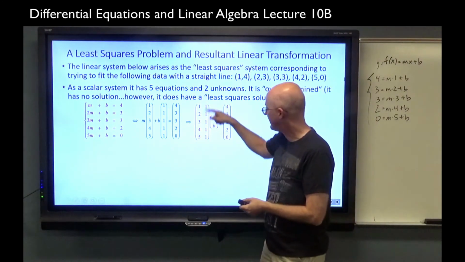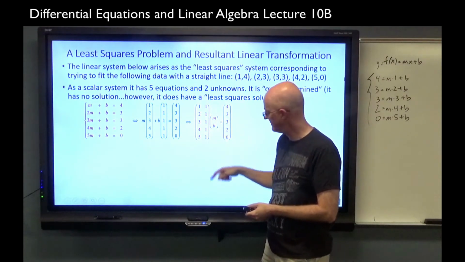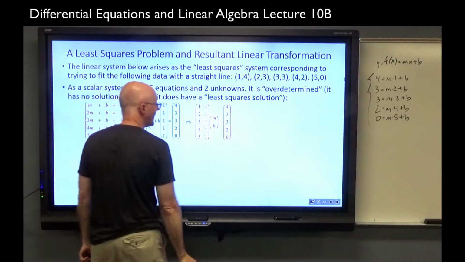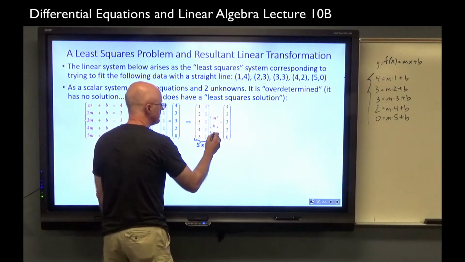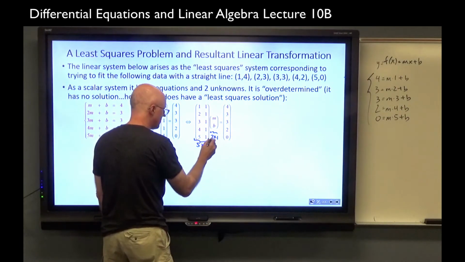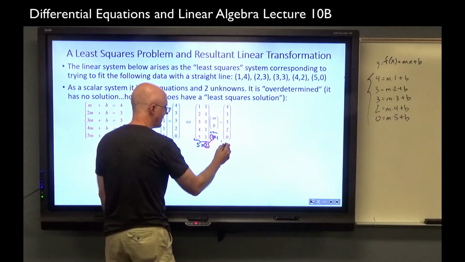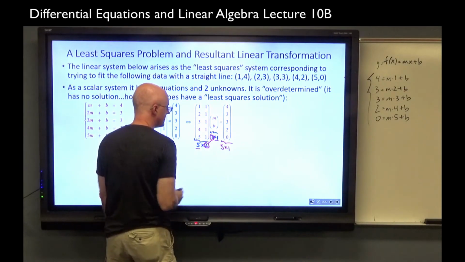In fact, a 5 by 2 matrix times a 2 by 1 vector must give you a 5 by 1 vector. This is 5 by 2, 5 rows and 2 columns. This is 2 by 1. The fact that the inner 2's match means you can do the multiplication. And the answer is going to have dimensions equal to the outer numbers. It's going to be 5 by 1, thought of as a matrix.